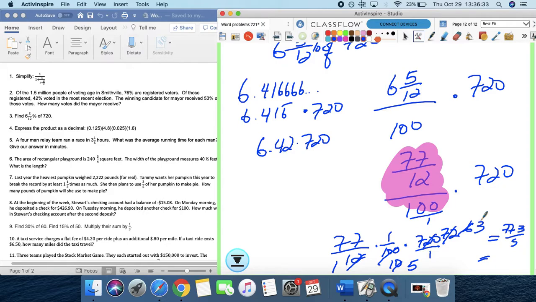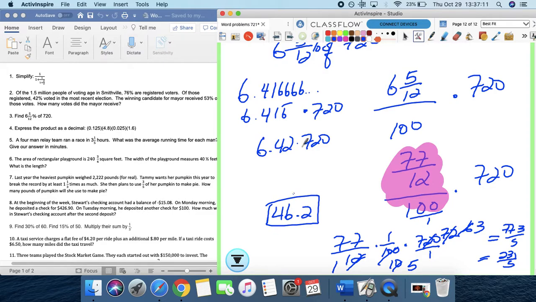Honestly, I don't know if that's the better way of doing this question. 77 times 3 is 231 over 5. And 231 divided by 5 equals 46.2. Well, actually, not a bad answer. 46.2. So that ends up being my final answer. So 231 over 5 becomes 46.2. So 6 and 5/12 of 720 is 46.2. I prefer it that way.